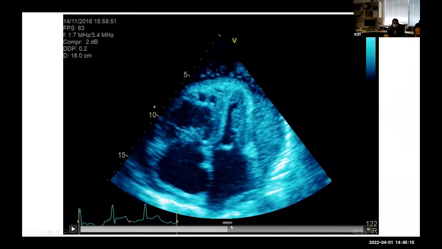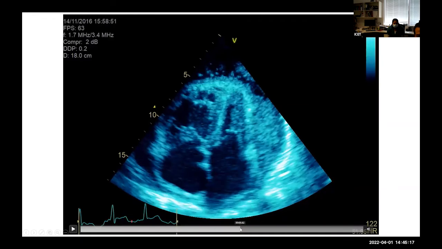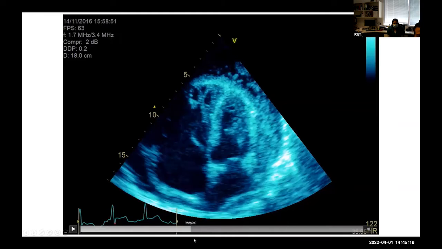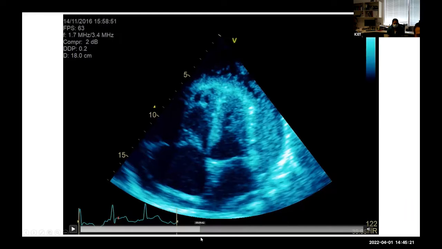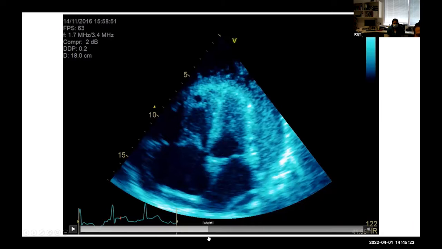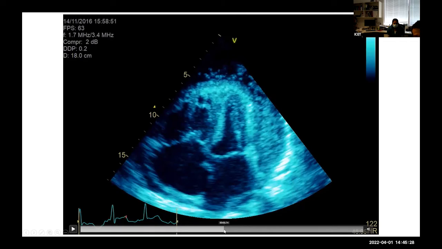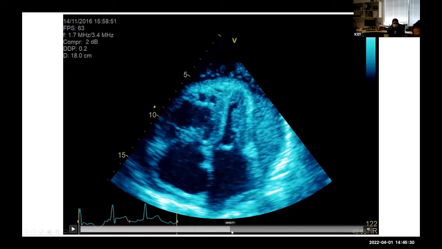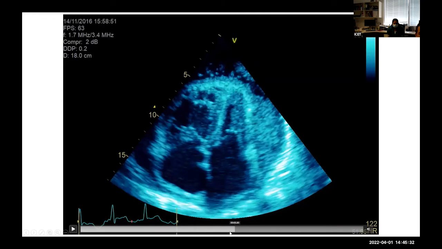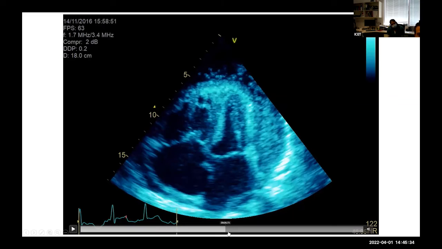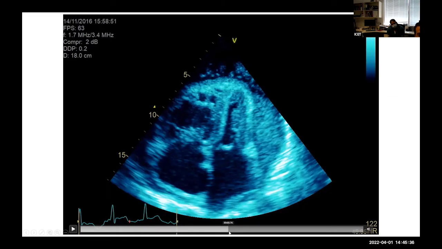So in systole, the anterolateral wall of the left ventricle is perhaps collapsing in a little bit. So he's got impaired, or abnormal, left ventricular motion because of the presence of the fluid around the heart.